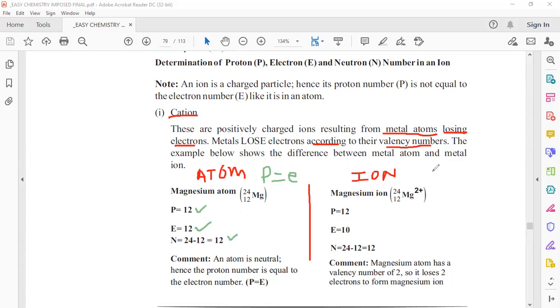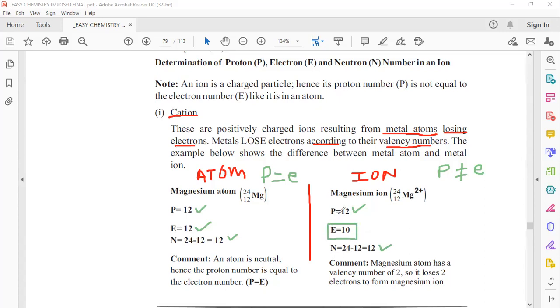Now, in an ion, I will make this emphasis, the P is not equal to the E. The proton number still remains 12. The neutron number still remains the same. You get the mass number, 24, you subtract the 12, you get 12. But what is going to change is the electron number.